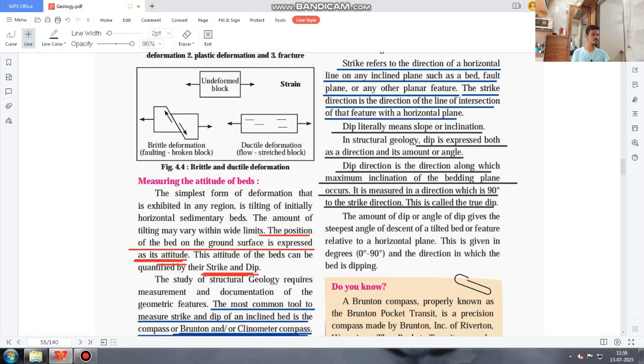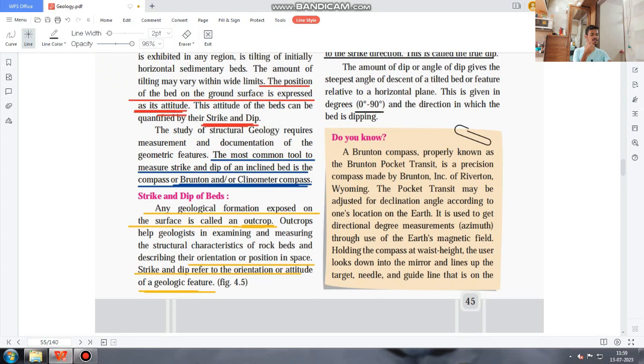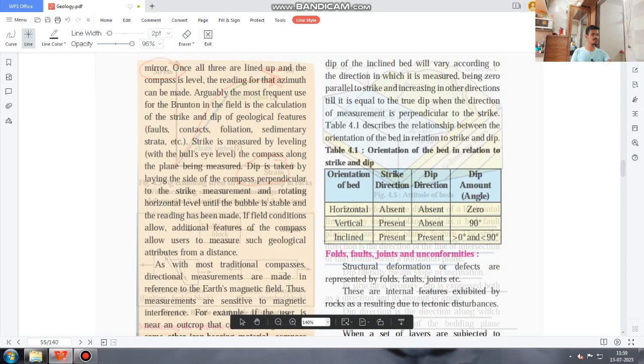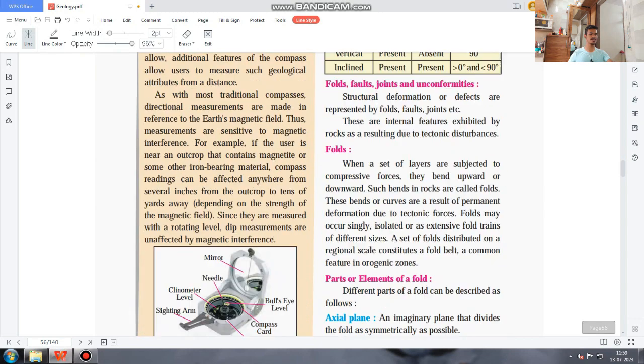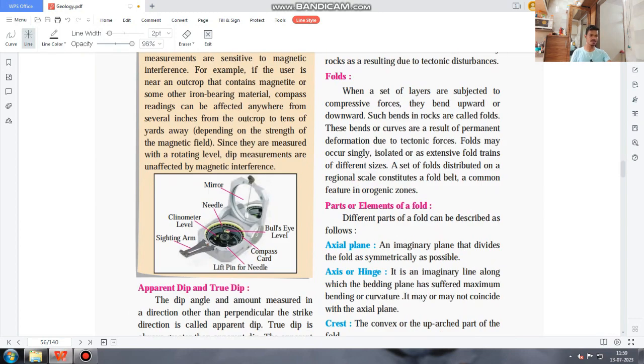Now the amount of dip, or angle of the dip, gives the steepest angle, and its range is 0 to 90, not exceeding 0 to 90, not less, not more. This is about the Brunton compass given. So let's move on. This is the Brunton compass if you want to know.